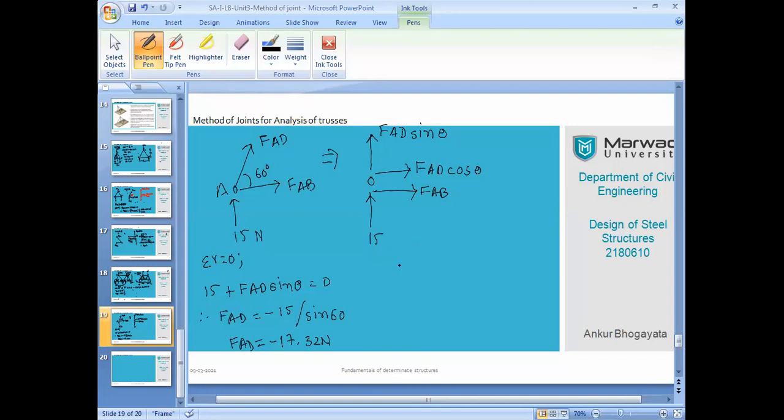All right, so let's go to the other force which is unknown, FAB. So let's write down sigma H equals 0 here. So FAD cos theta plus FAB equals 0. So that means we have FAD, that is minus 17.32 cos 60 plus FAB equals 0.